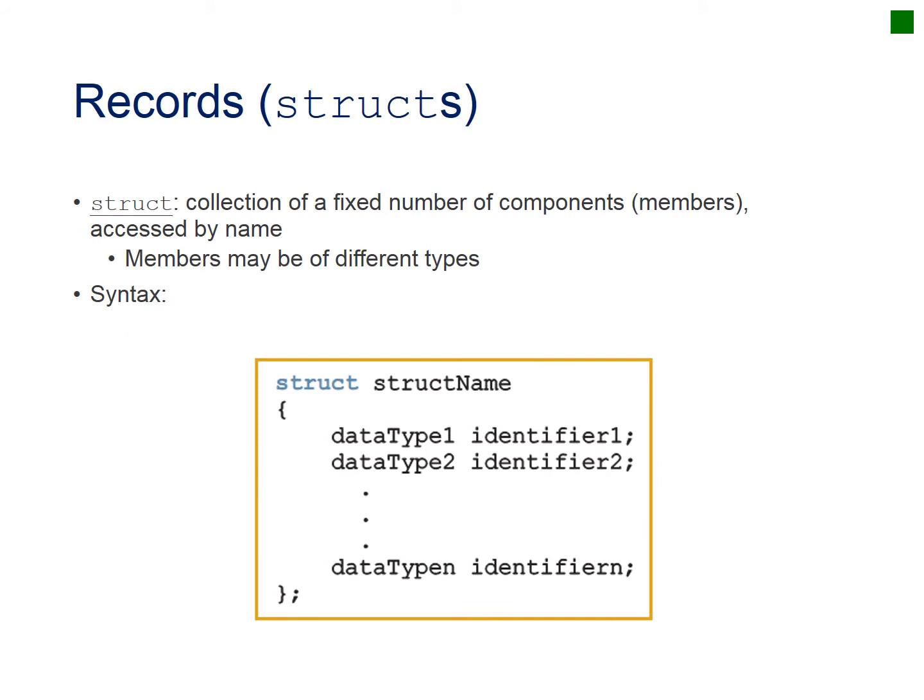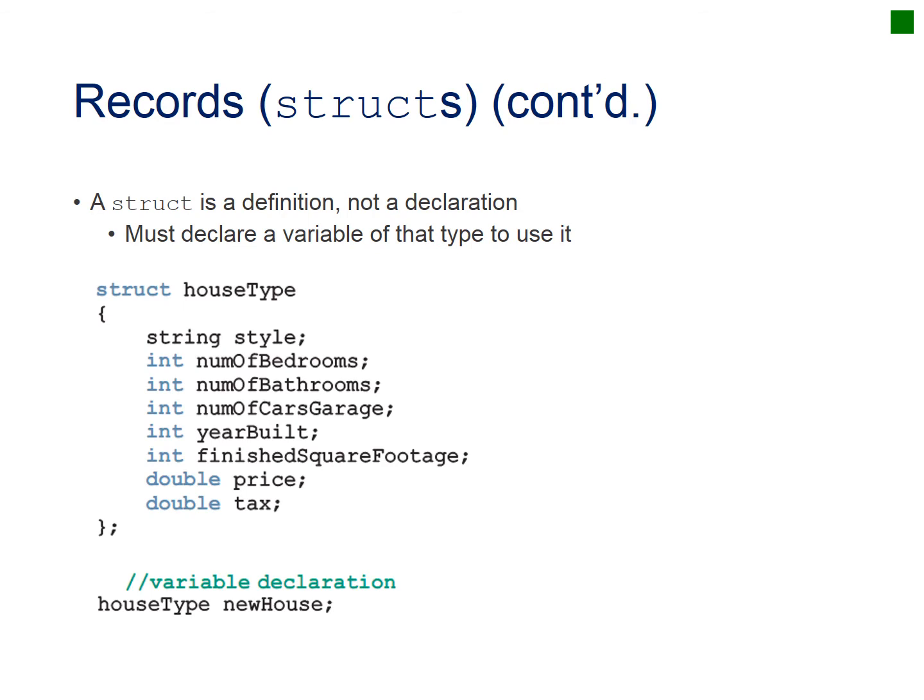A struct is a collection of a fixed number of components, members, accessed by name. Members may be of different data types. The syntax is struct, the struct name, followed by data type 1 and the identifier, data type 2 and the identifier, and so forth. A struct is a definition, not a declaration. You must declare a variable of that type to use it.